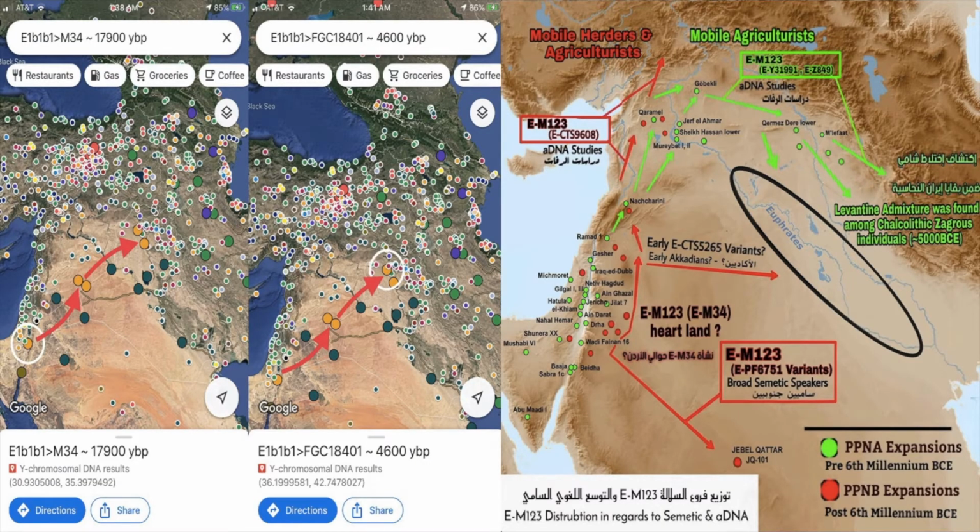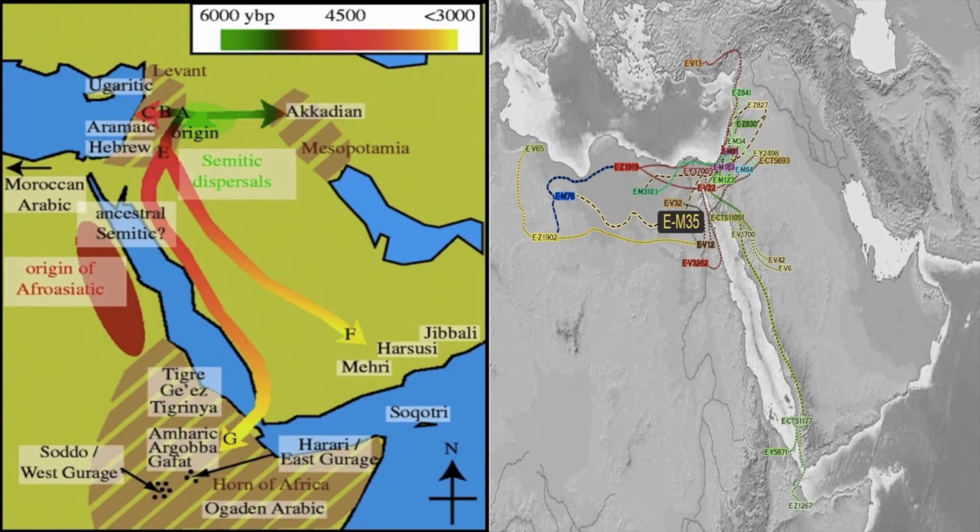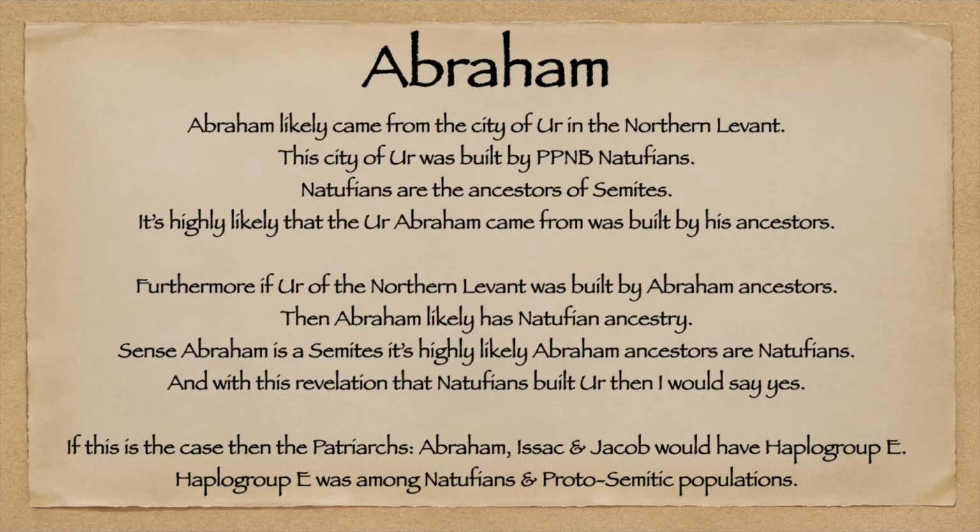So early Semites and Akkadians would have had these E markers migrating throughout the Fertile Crescent. And here's just an image of the migration of these early Semites, beginning from the Levant, going into Mesopotamia, going into the northern Levant, and throughout the rest of the Middle East. And here's a map showing the spread of Semitic languages. Fits perfectly with the spread of haplogroup E from the Levant, going into Mesopotamia, going into Arabia, going into the Horn of Africa. So Abraham likely came from the city of Ur in the northern Levant.